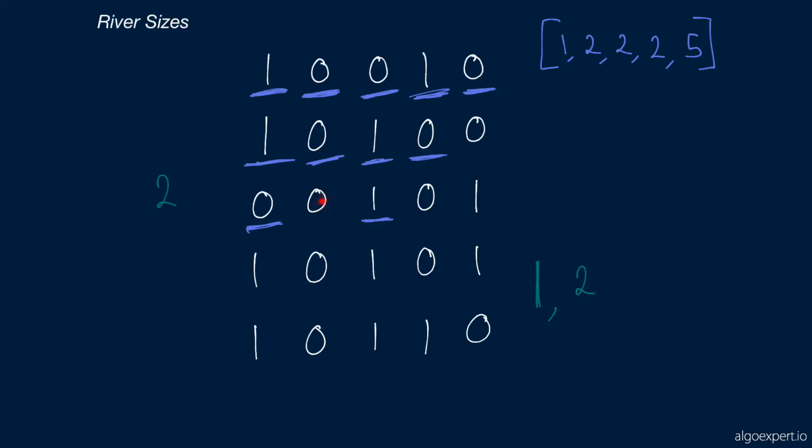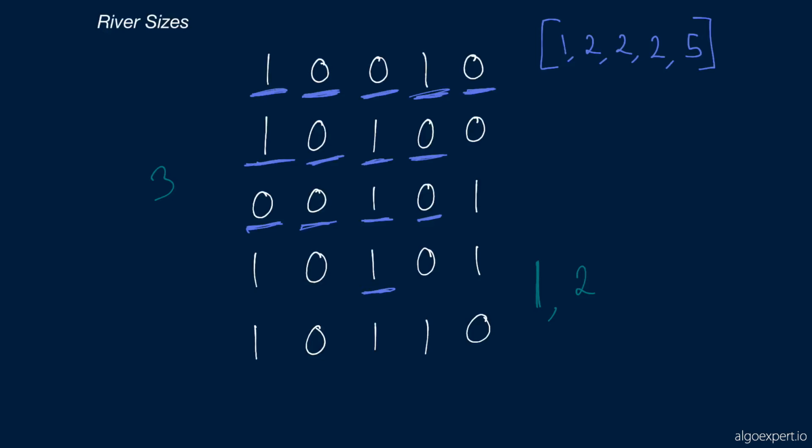So we look at this left node, visit it, but it's a 0, so we skip it. The right node, visit it, but it's a 0, so skip it. And then the node above it has already been visited, so we skip it. And the node below it has not been visited, so we start exploring it, underline it, right? It's a 1, so we can update our size to be 3.